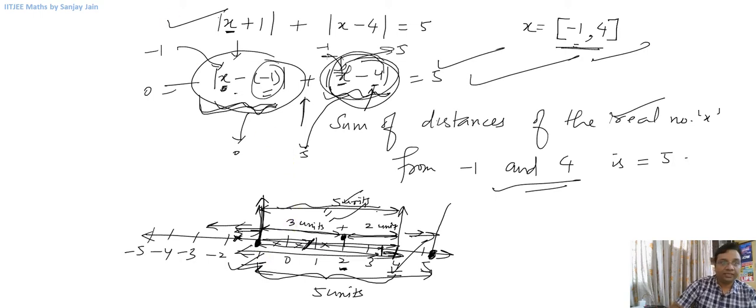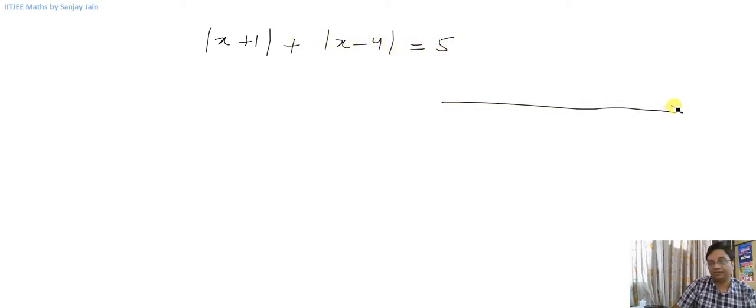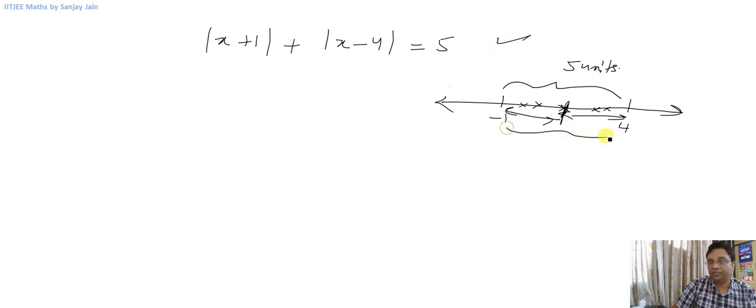What I mean is, if I write it mathematically, mod x plus 1 plus mod x minus 4 will be equal to 5. I took, let us say, -1 here, 4 here. Any number between these, because this total distance is 5 units, any number between these two, -1 and 4, the sum of distances from this number and this number will be 5. So any number between these will satisfy it. -1 will satisfy it and 4 will satisfy this equation, right?